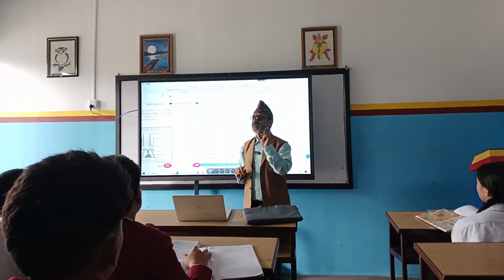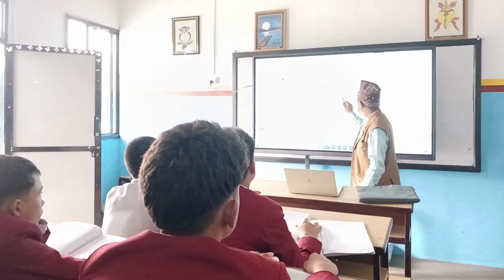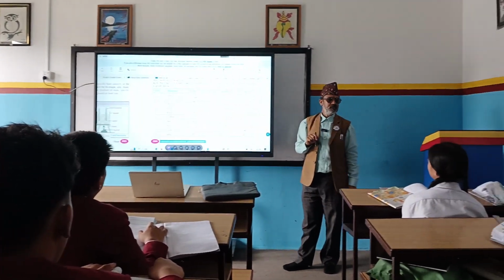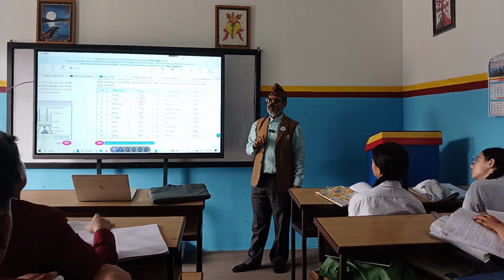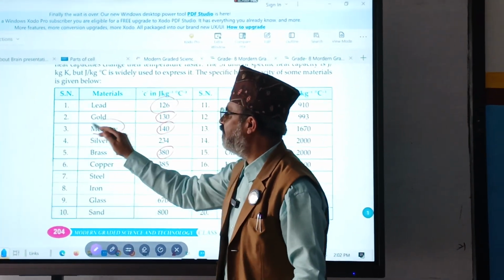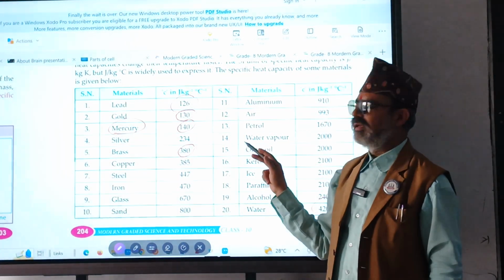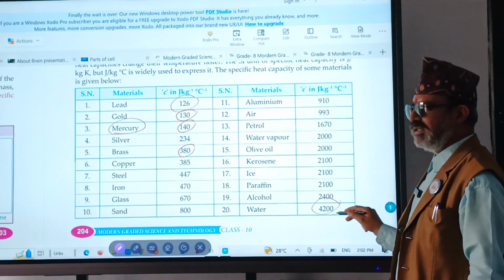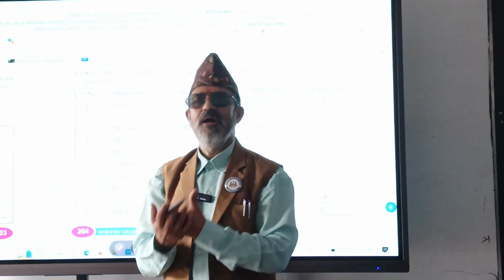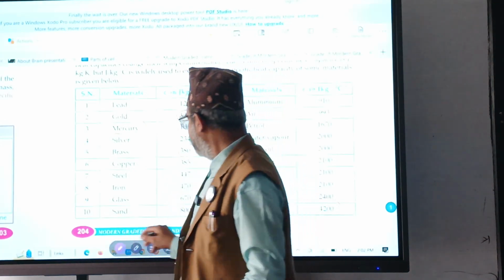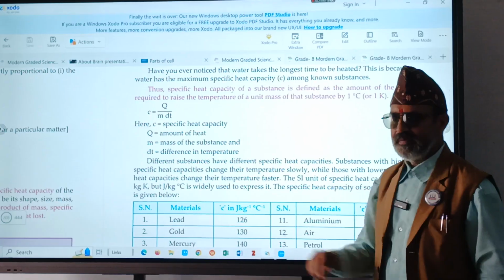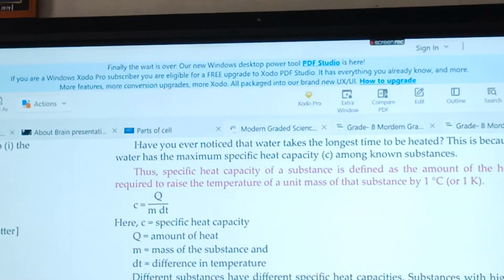In a thermometer, what do they use? Mercury. Do they use water? Why don't they use water in a thermometer? The specific heat capacity of mercury is very, very less. How much is it? 150. But the specific heat capacity of water is 100. But what is specific heat capacity? How do you define it? What is the definition? Is the definition given somewhere else? Just check it here.